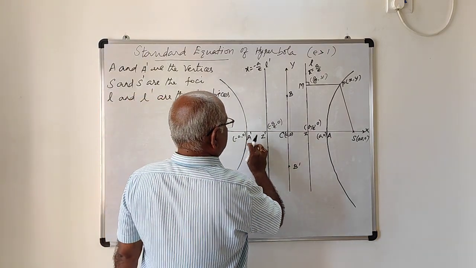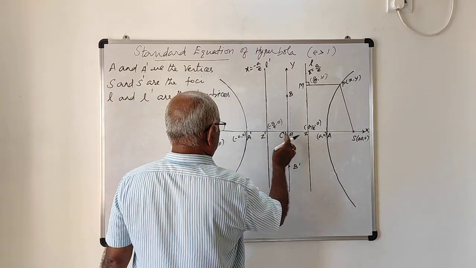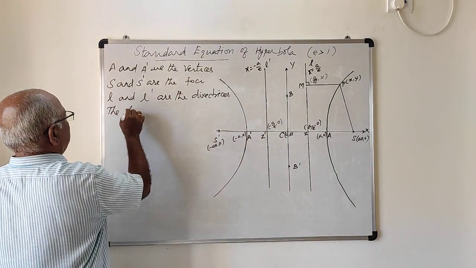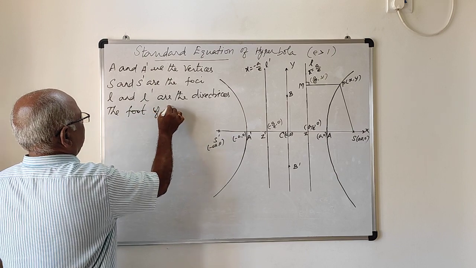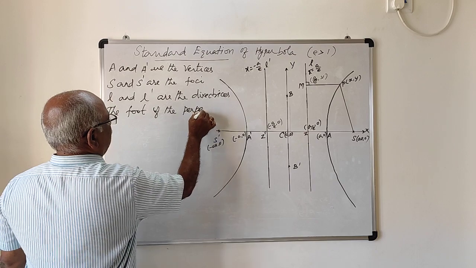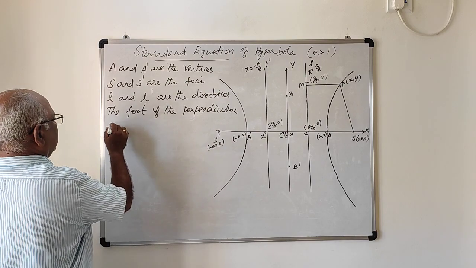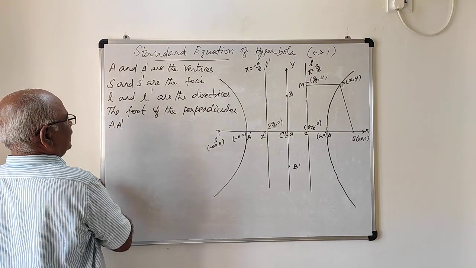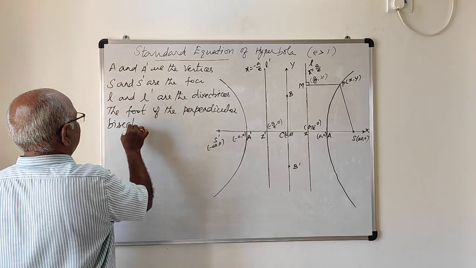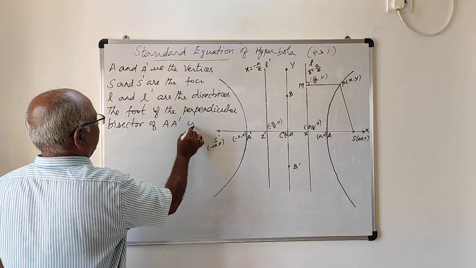Now, the foot of the perpendicular bisector of the line segment A A dash is C.